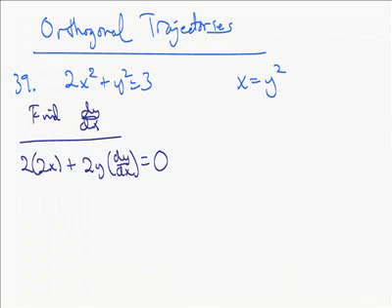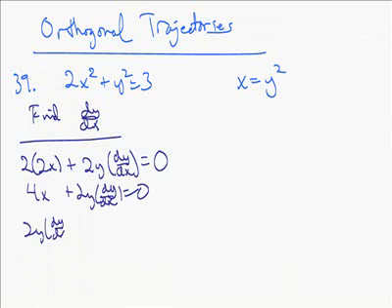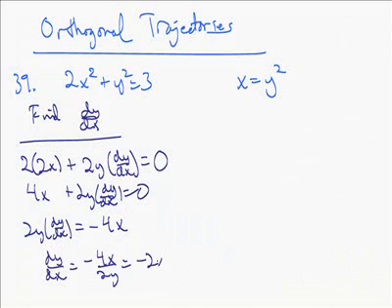Let's go ahead and solve this for dy dx. And so we'll see we have 4x plus 2y dy dx equals 0. So again, solving this for dy dx, we get 2y dy dx is negative 4x. And so dividing both sides by 2y, we get that dy dx is negative 4x over 2y, or negative 2x over y. So there is the formula for the slope of the line tangent to any point on the curve 2x squared plus y squared equals 3.